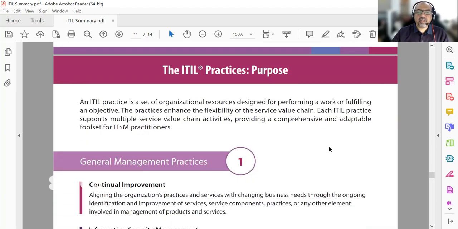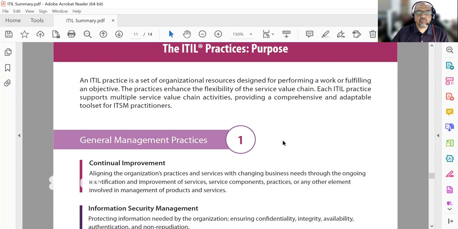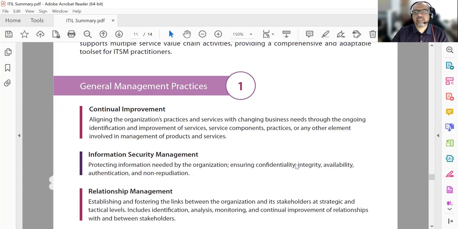Then we have the practices. In the foundation level, actually, we don't discuss the 34 practices, we discuss 15. So we have continual improvement practice. In this practice, we use CIR, continual improvement register. We use also the continual improvement model, the 7-step model. So this is in the continual improvement. I will highlight the 7-step model in a moment.